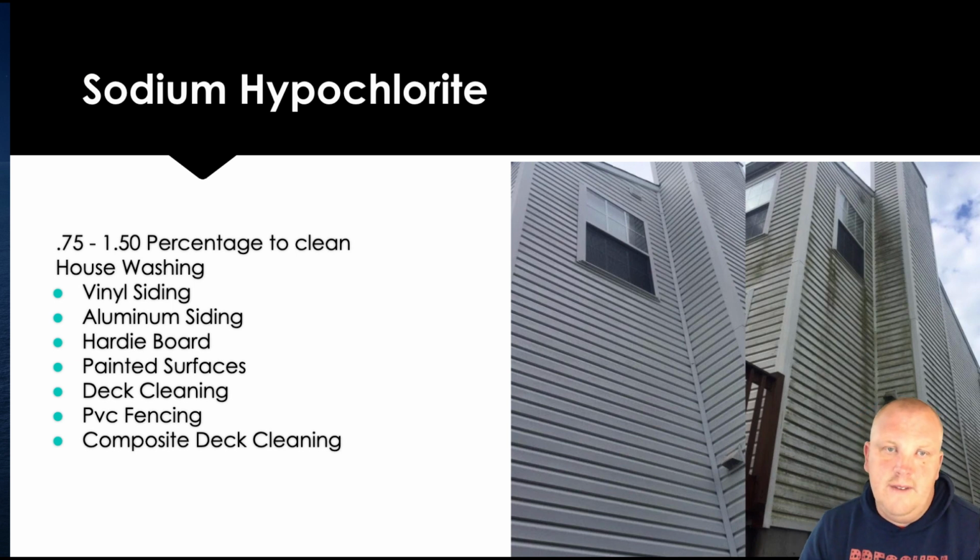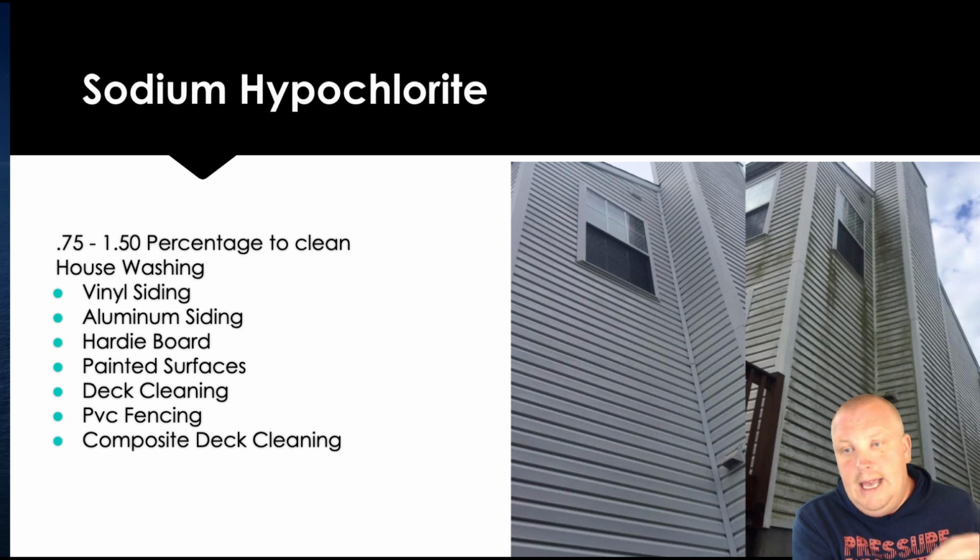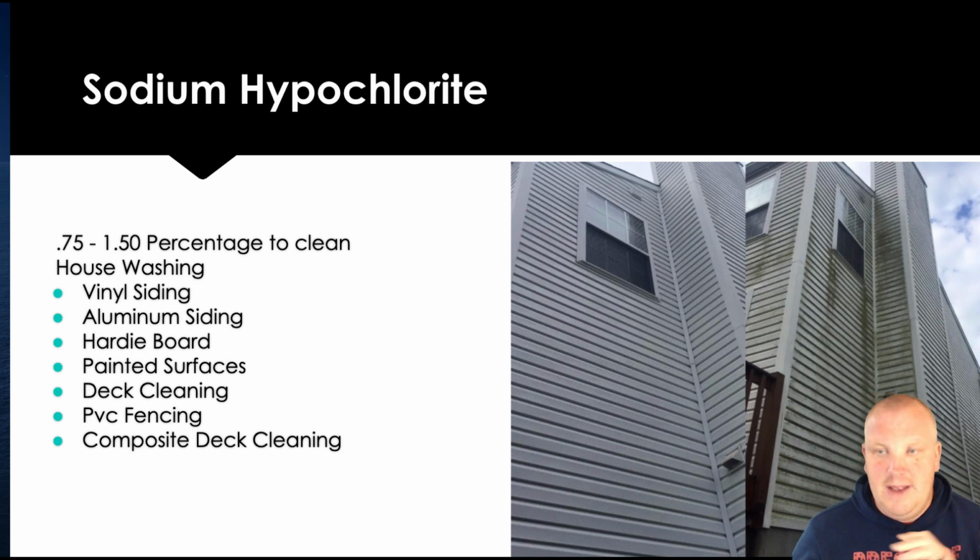Again, we're talking vinyl siding, aluminum siding, hardy board, painted surfaces, deck cleaning, PVC fencing, composite deck. I'm going to use that 0.75 to 1.5% to clean and do house washing. However I get there, if I'm doing it by, say, downstreaming, I'm probably going to go either a straight 12 and a half, or I can cut that in half. If I go 50-50, which is 50% water and 50% sodium hypochlorite, that's going to get me to about 0.75. If I go straight sodium hypochlorite, 12.5% right out of the bucket, that's going to give me that 1.5%.